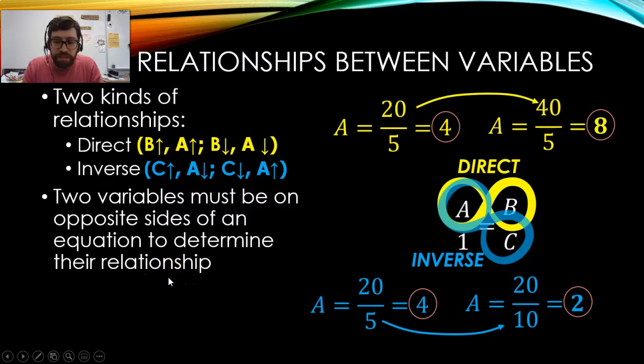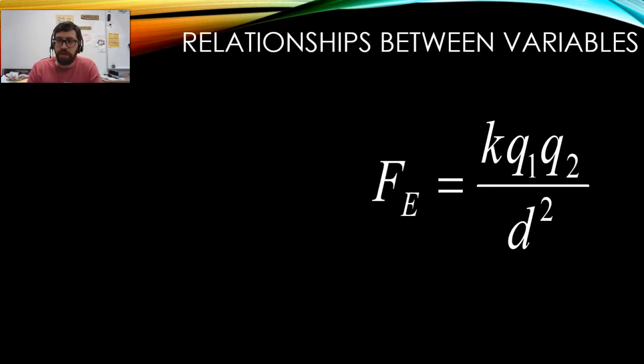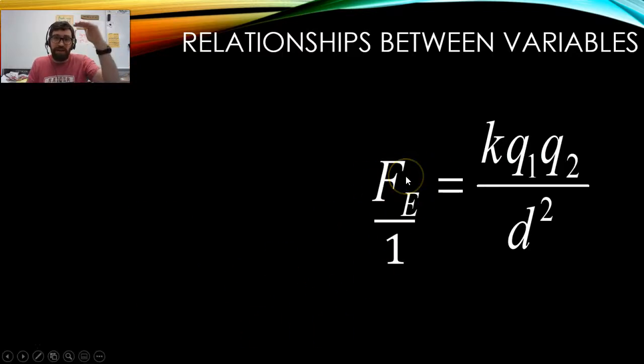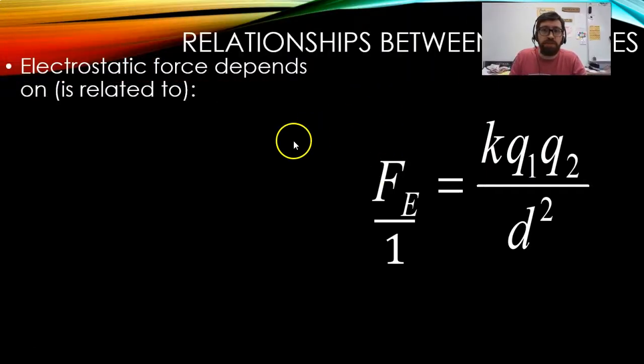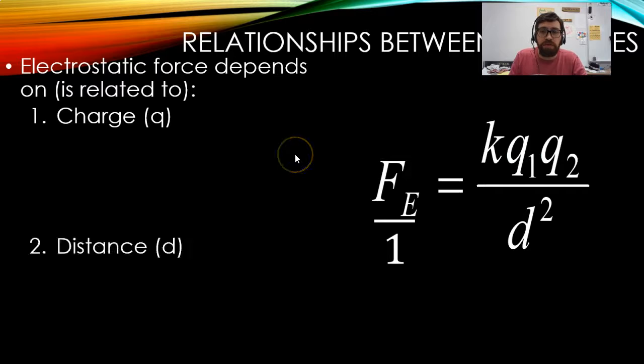So let's apply this to our electrostatic force equation. Here was the equation, and again, we need to remember that there's an understood 1 under here. That means, just so that we know, this force is actually on the top of the fraction bar. It's in the numerator. So we said earlier that the electrostatic force is related to two things. It's related to the charge, and it's related to the distance. Related to Q, actually the product of the Q's, and it's related to the distance.